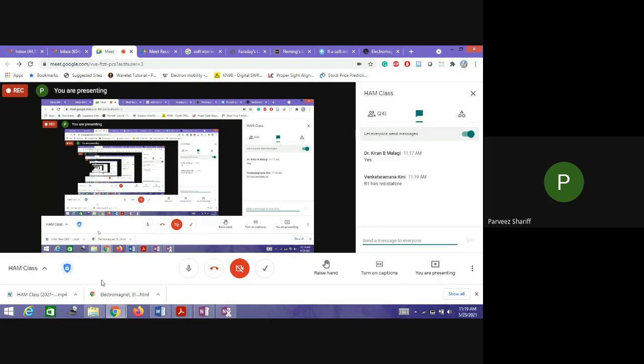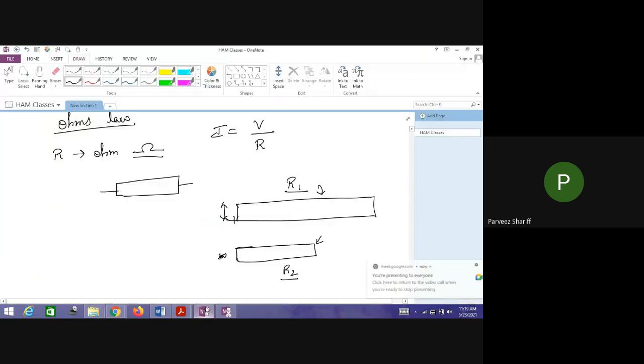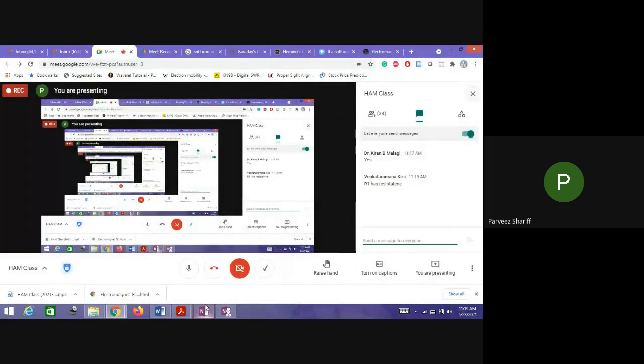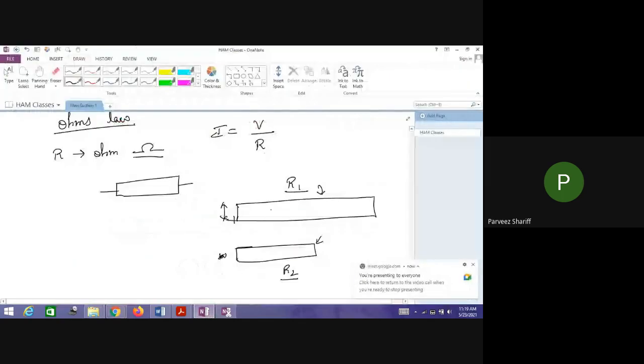R1 has the highest resistance. That is true, thank you. Why? Because as the conductor length increases, its resistance value also increases. That is the thing.